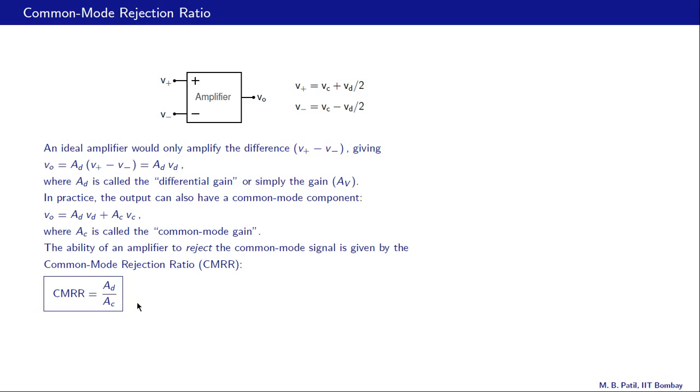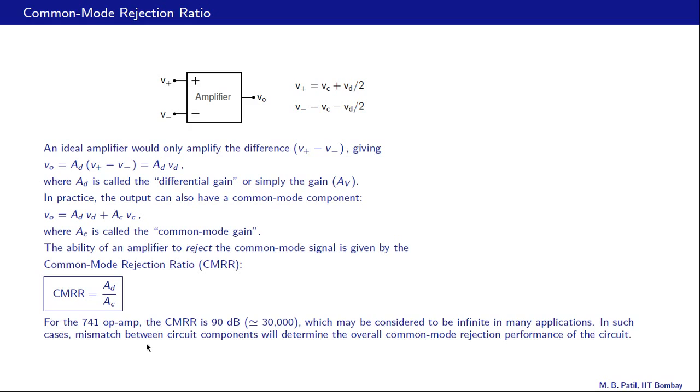In practice it may be large but not quite infinite. For the 741 op-amp, the common mode rejection ratio is 90 dB or 30,000. That's a large CMRR. And for all practical purposes, we might consider that to be infinite for several applications.